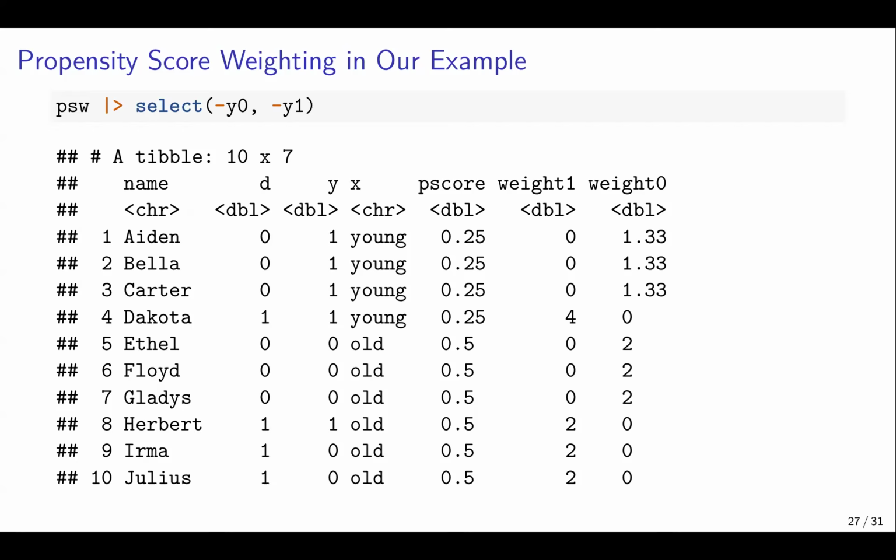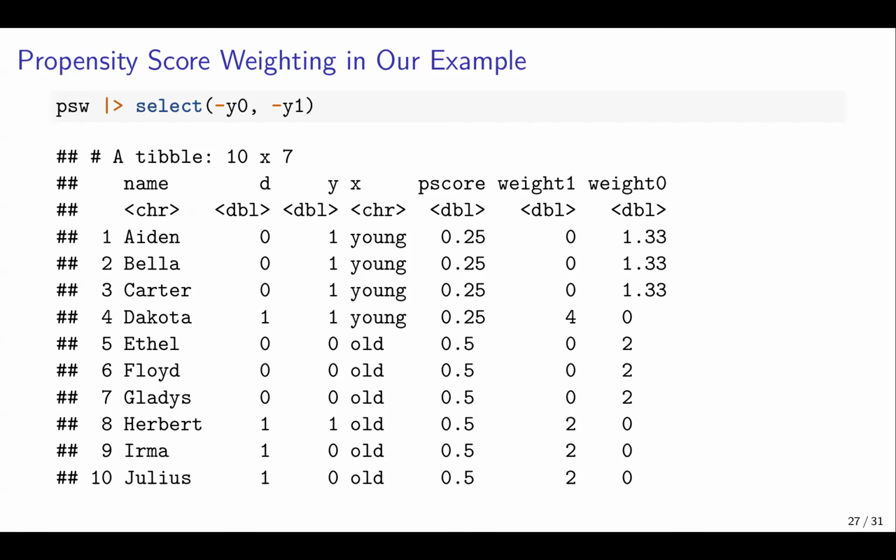Similarly, we can look over to the weight 0 for the young, and what do we get there? Well, 1.33, 1.33, 1.33, and 0 for Aiden, Bella, Carter, and Dakota. Again, they sum to 4. They sum to the number of people in that particular group. So why are they 1.33? Well, Aiden is untreated, so her weight 0 is just equal to 1 over 1 minus the propensity score. And that's exactly what 1.33 is. It's the same for Aiden, Bella, and Carter.